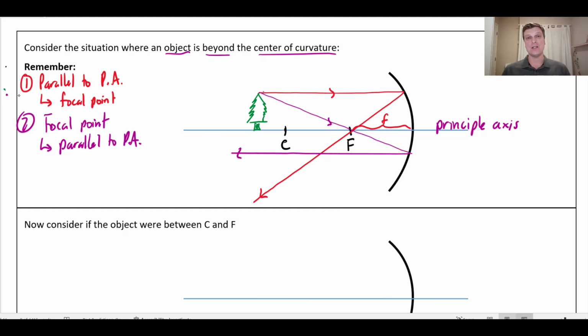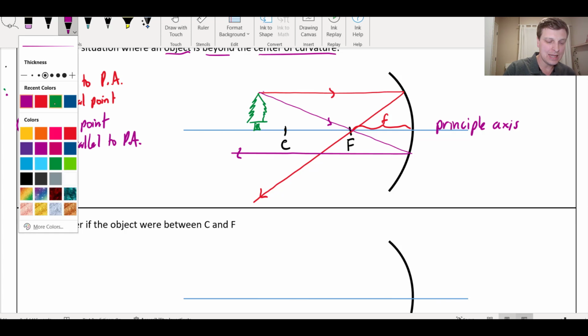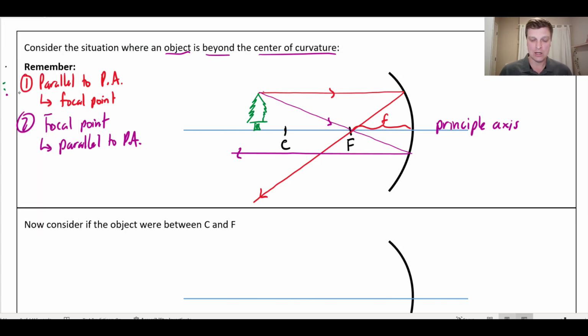Now, at this point, that's all the information I need because I've got my two lines. Notice that where those 2 lines meet tells me where my image is. Now, specifically, remember that those rays came from the top of the tree, which means the top of the image has to be located right here. So the top of my tree image is there.